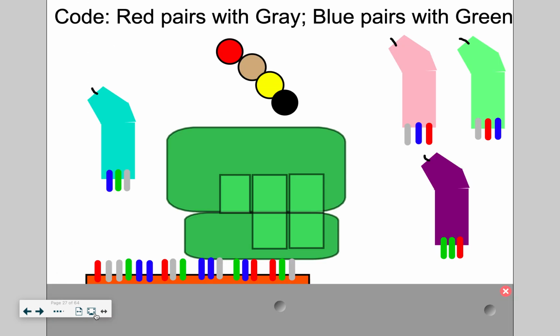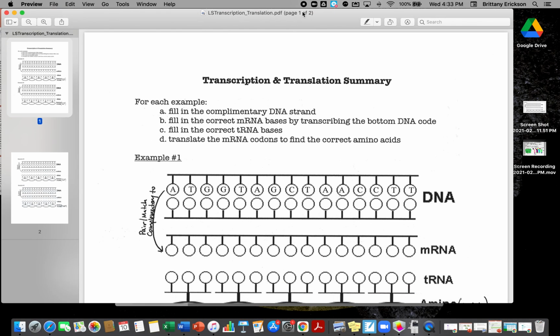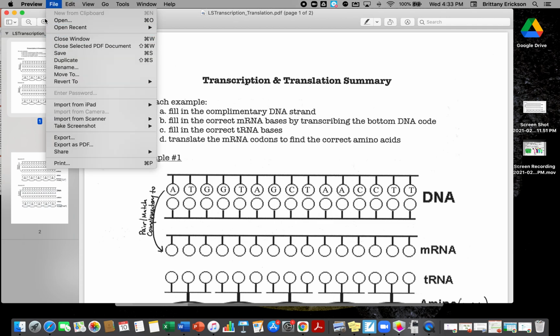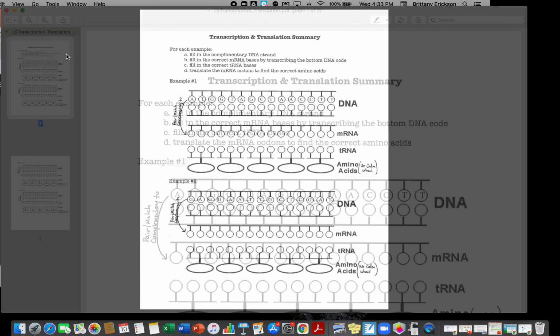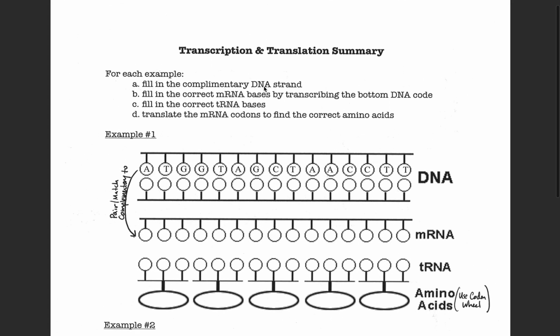All right, so your assignment is going to look something like this. It says transcription, translation, summary. Let me go to full screen here. There we go. Step number 1, you're going to fill in the complementary DNA. This worksheet is going to put everything together. I have one half of the DNA, and I'm going to match it complementary to the other half. And then we're going to use the top half. I know it says bottom, sorry. We're going to use the top half.